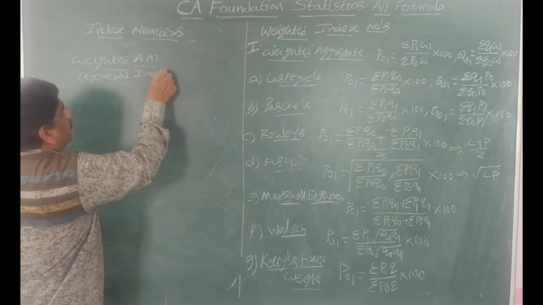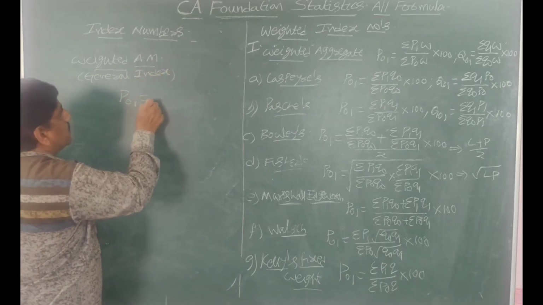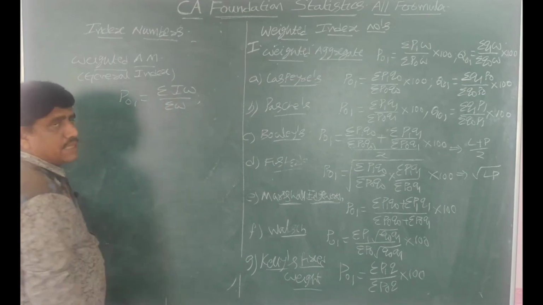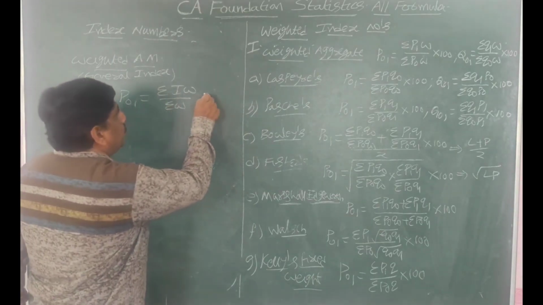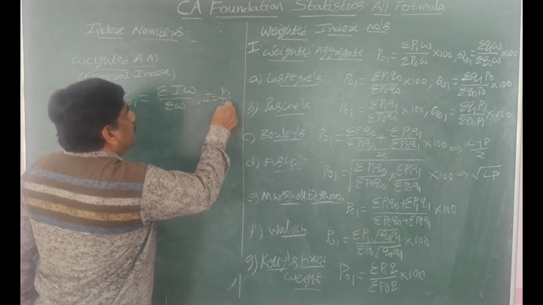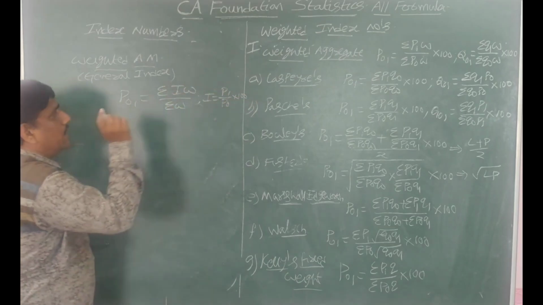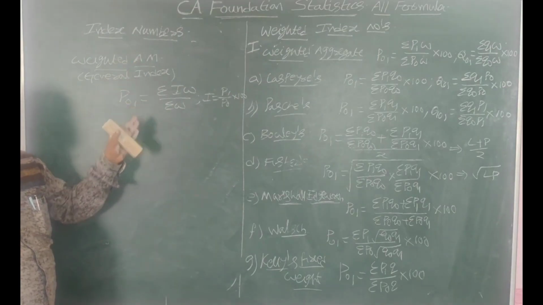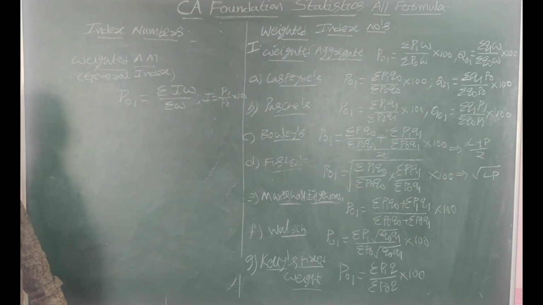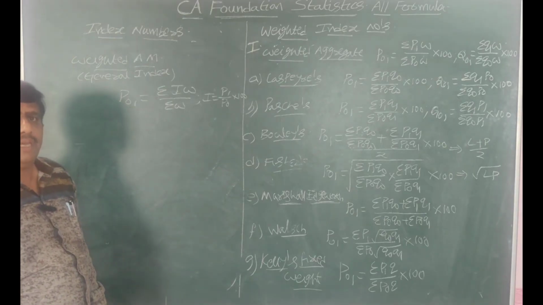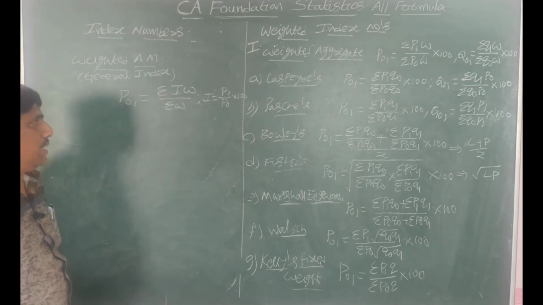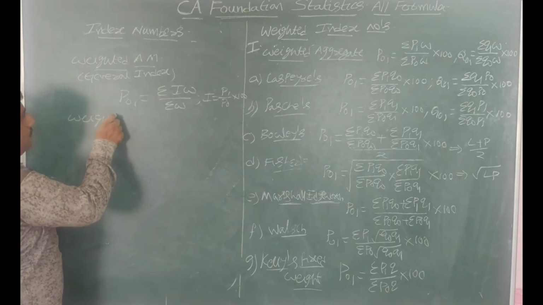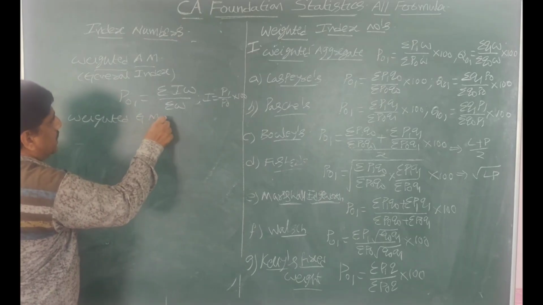General index, where the formula is P01 equal to summation IW by summation W, where I is relative, P1 by P0 into 100. So relative into corresponding weights, summation IW by summation W. Weighted AM formula is nothing but general index, summation IX by summation WX by summation W, weighted AM. Here instead of X there will be I, summation IW by summation W. Weighted AM.